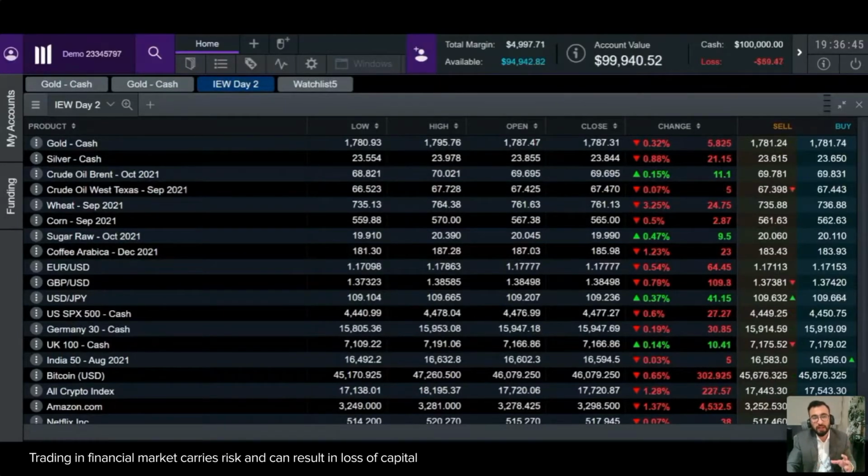For every point the price of the instrument moves in your favor, you will gain, and if it goes against you, you will lose. So CFDs are leveraged products. That's why we allow you to take margin, right? And CFD trading is basically a financial derivative. It is not the actual product. It is the replica of the actual product. It just mimics the price of it, right?